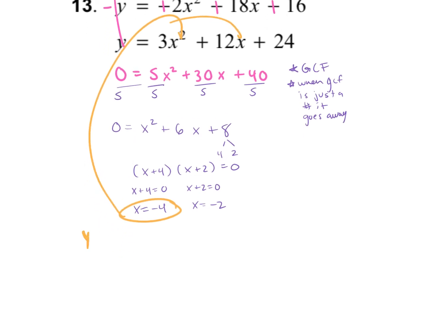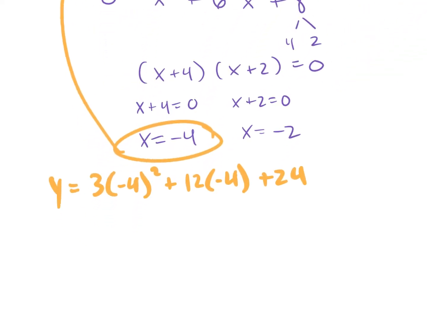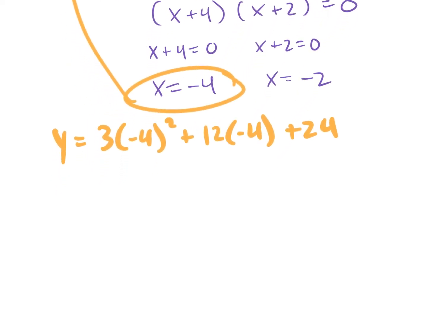So I have y is equal to 3 times -4 squared plus 12 times -4 plus 24. I plugged it into the second equation, but you can plug it into the first one if you wanted to. You should get the same thing if you do the math right. So y is equal to, make sure you follow your order of operations. I have to square the -4 first. So that would be 16. And what's 16 times 3?